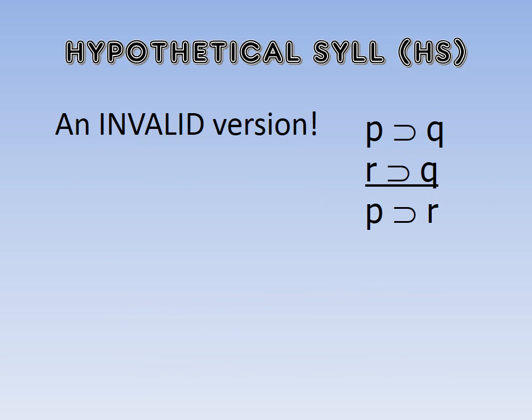Now be careful not to confuse hypothetical syllogism with this invalid version thereof. If P implies Q and R also implies Q, that tells you nothing as to whether or not P and R imply each other just because they have a common implication.